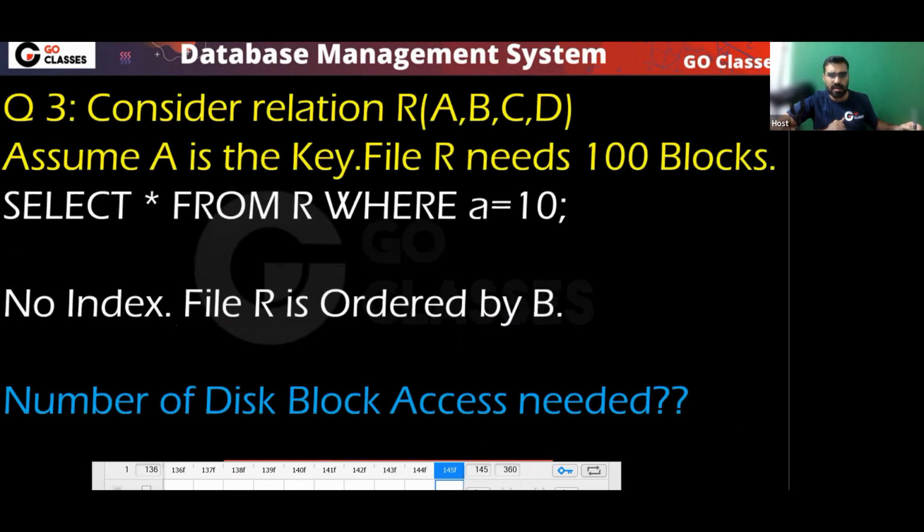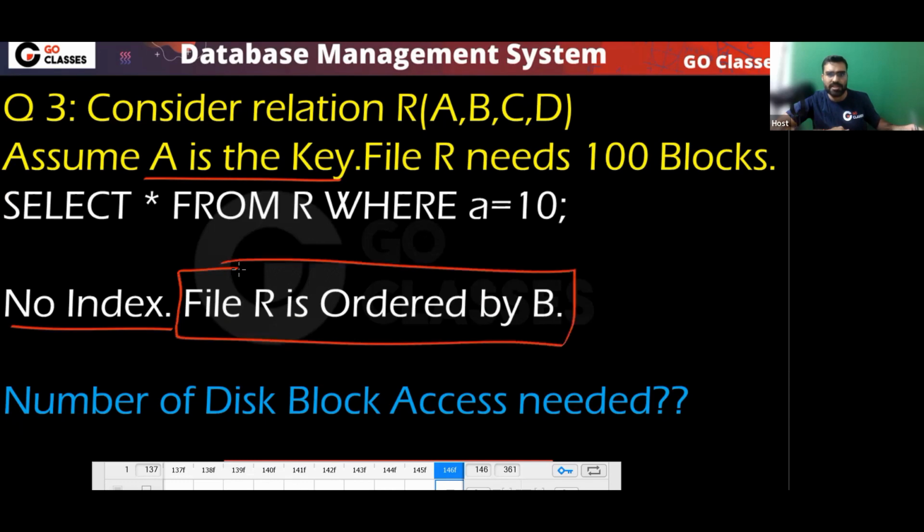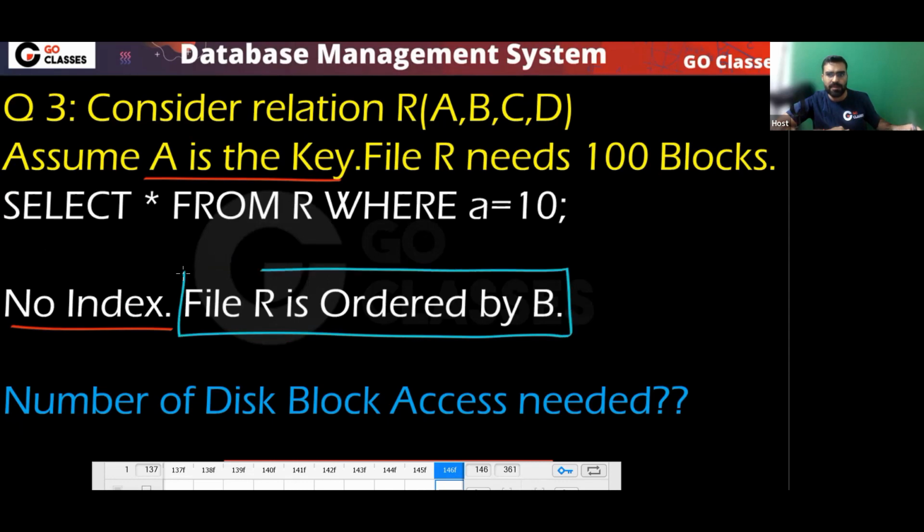What is question number 3? Tell me the answer for this. The question is same. A is the key. Everything else is same. There is no index. But your file is ordered by B. Now your file is sequential, but your file is ordered by B. Can you take the benefit now? Now, can you take the advantage? In this situation, can you take any advantage?